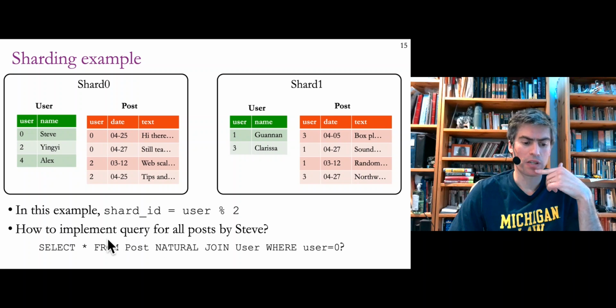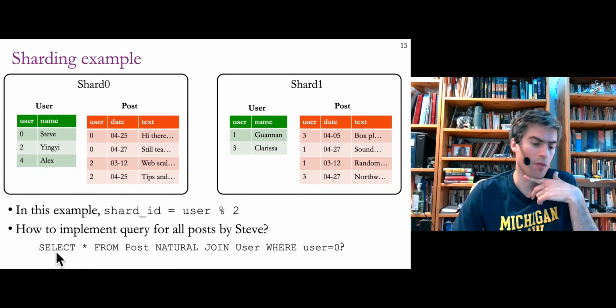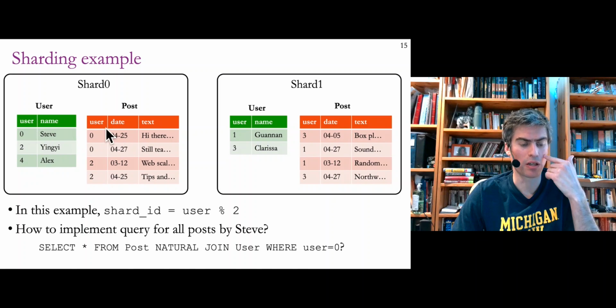So if we want to, for example, query for all the posts by Steve, if you know SQL, that would be select star from post, natural join user, where user equals 1. Natural join, if you haven't seen that, does a join using the columns with the same names set to be equal. So it would take these users, look for the posts that match up with the users, and then finally it filters for just user equals 0, which is Steve. So it would basically be querying for these posts here.